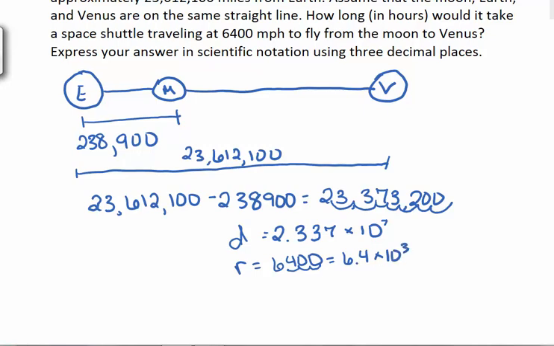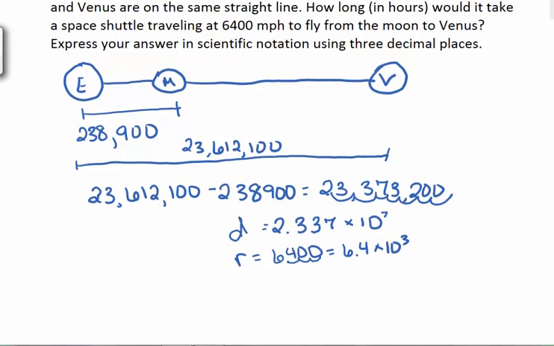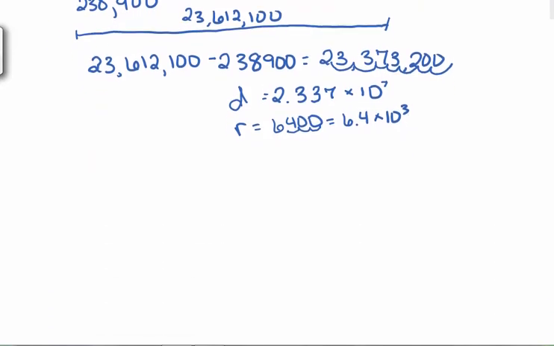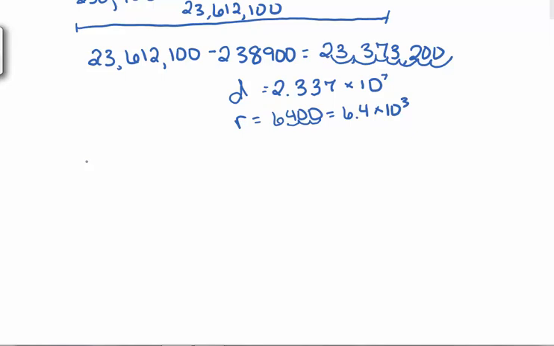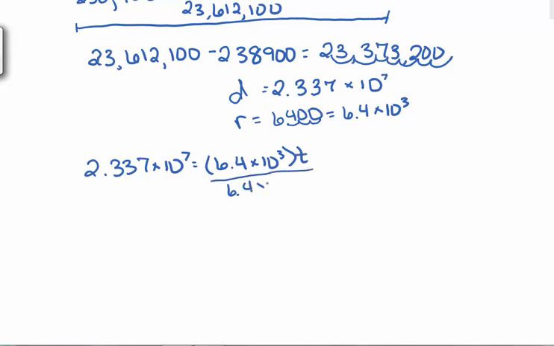So we actually want to find the time, how long in hours. So we know distance is equal to rate times time. So we have the distance is equal to the rate times time. So we're going to divide by the number in front of t, which is 6.4 times 10 to the 3rd.